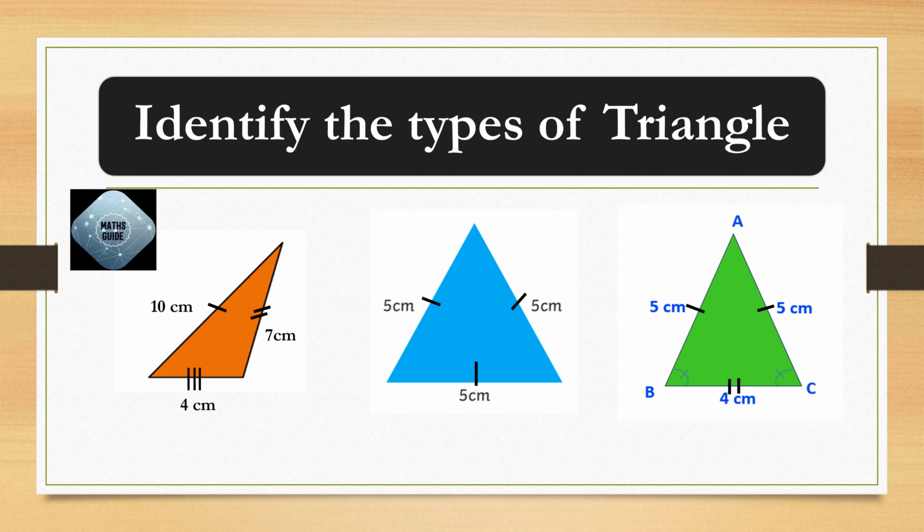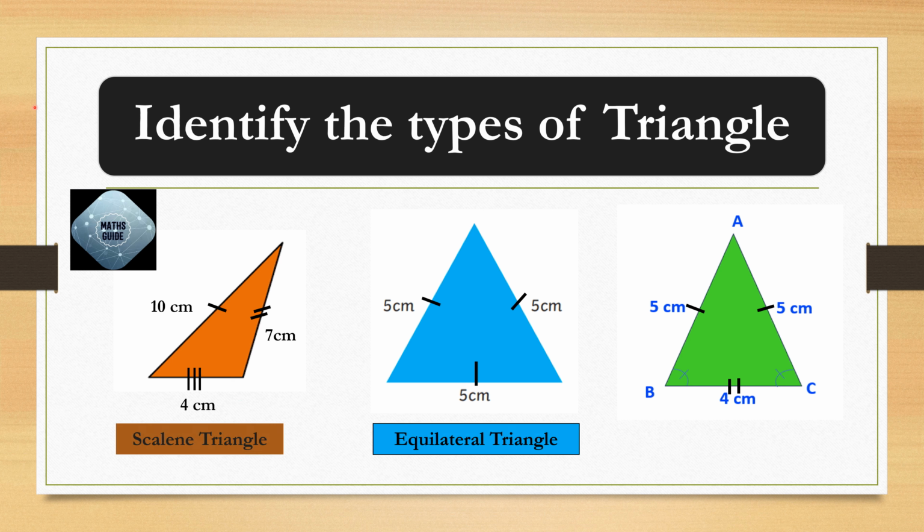Now let's identify the types of triangle with respect to sides. Look at this first triangle. These small lines indicate that all sides of this triangle are different in measurement. In this blue triangle, all the 3 sides are equal. And in this green triangle, 2 sides are equal in length and third one is different. Now let's identify their names. First one is scalene triangle, second one is equilateral triangle, and third one is isosceles triangle.